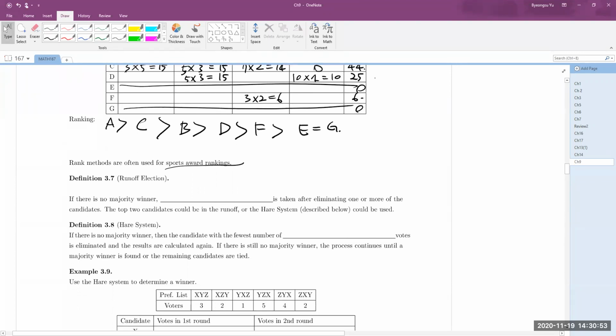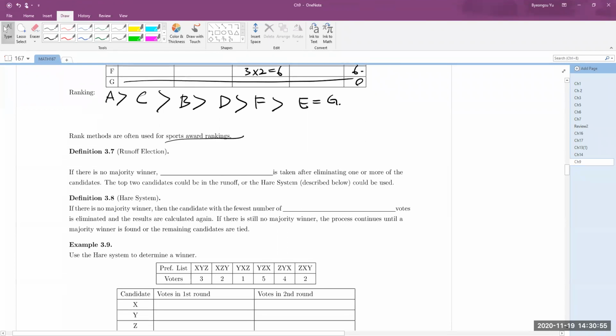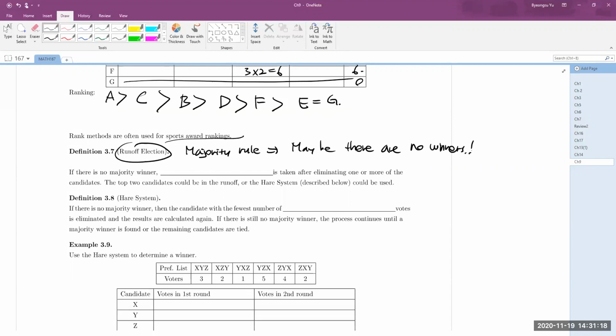And the next method is the runoff election. From the majority winner, we know that in the majority rule, maybe there are no winners, right? So in that case, another vote will be taken after eliminating one or more of the candidates.